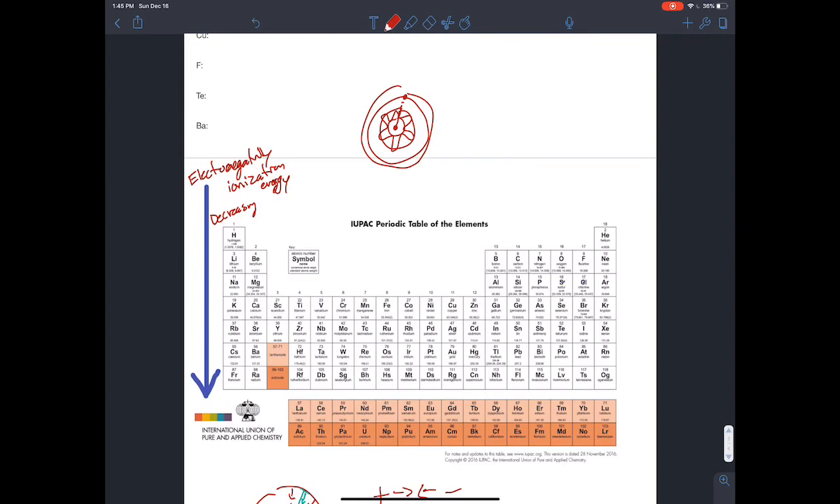So ionization energy is decreasing as you go down, because decreasing ionization energy means it's getting easier to take away the outermost electrons. All right, so those trends decrease as you go down the periodic table.